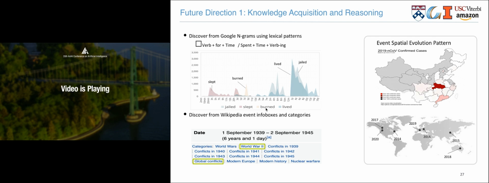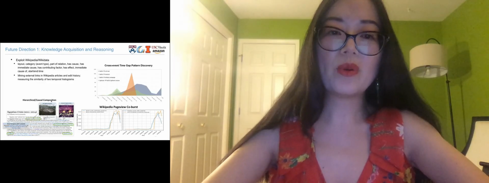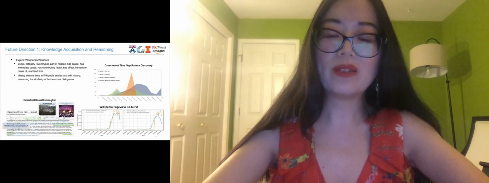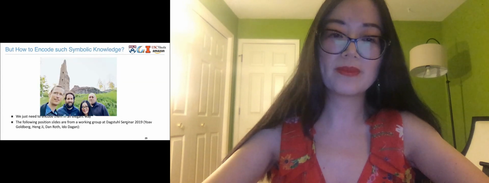The first direction we should focus on is to do knowledge acquisition and use symbolic knowledge to do some reasoning. For example, we can take advantage of Wikipedia to discover some spatial patterns and temporal patterns so that we can use that to enrich our event representation. We can also learn some knowledge, for example, duration from Google Ngrams. And we can also look into the layout and how the events co-occur in the same article or through the Wikipedia links, or we can look at whether two pages share similar page view burst patterns, and if they co-burst, that usually means there's some association between these two events.